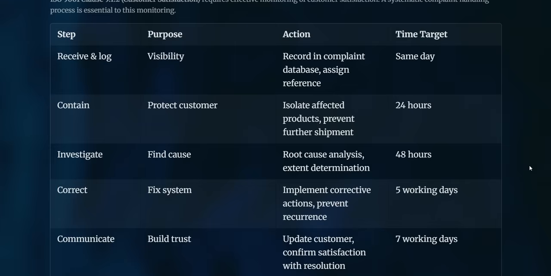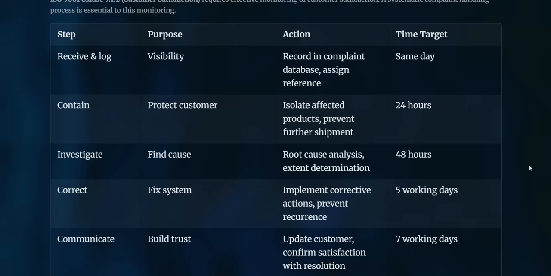The third step is to investigate the complaint. The purpose of the investigation is finding the root cause, and actions required for investigation include root cause analysis and determining the extent of how affected it is. The time target for the investigation is that it must be completed within 48 hours from the reception of the complaint.